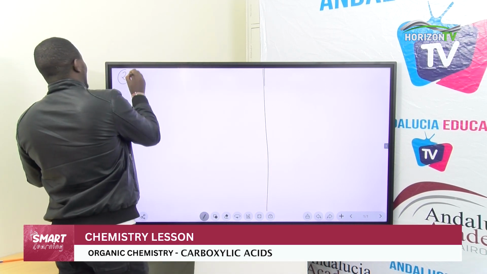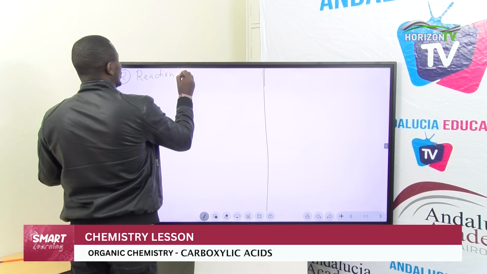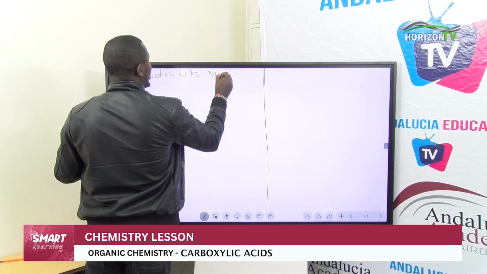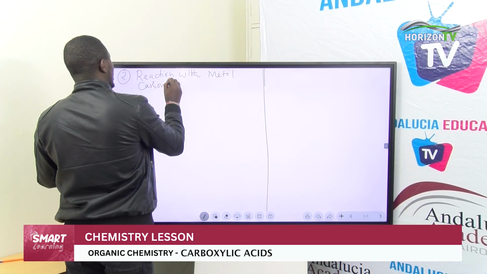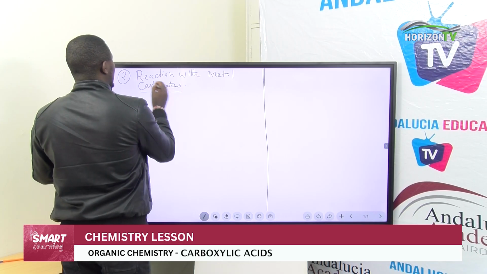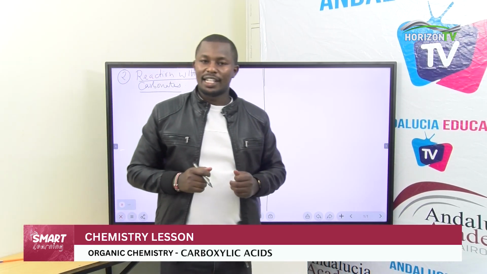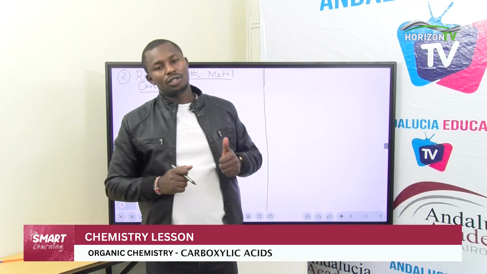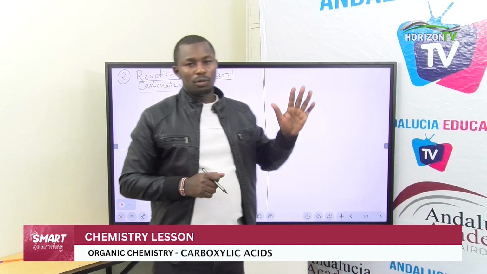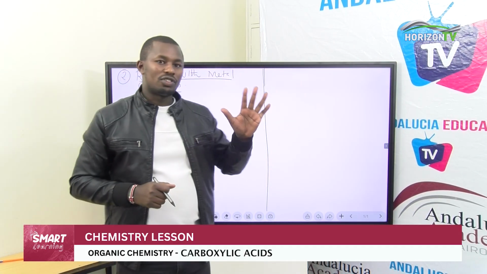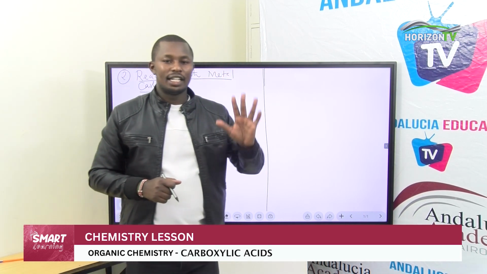That's number 2 on the chemical properties: reaction with metal carbonates. Remember, typically, we know that when the carbonates react with acids, we form salt, water, and carbon dioxide. There is no difference with the carboxylic acids. So once you react carboxylic acids with any metal carbonate, you form salt, water, and carbon dioxide.